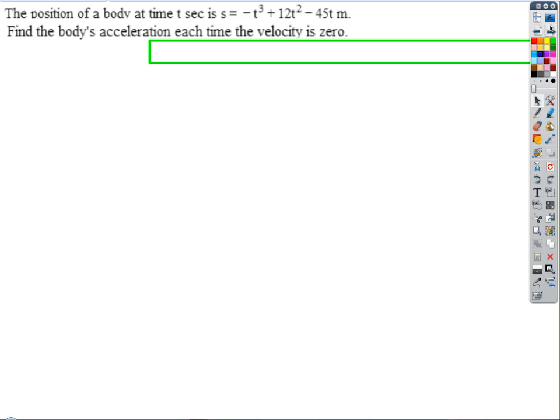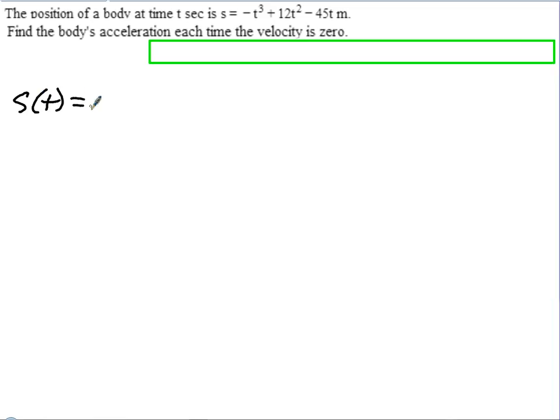Okay, and then I want to get to a couple of these kinematics ones. So here we have position function, s of t equals negative t cubed plus 12t squared minus 45t, right? And we want to find the body's acceleration each time the velocity is 0. Okay, so before you start jumping into this, really take a second and think about this. Now, what's this asking us to do? Let's kind of wrap our brains around this.